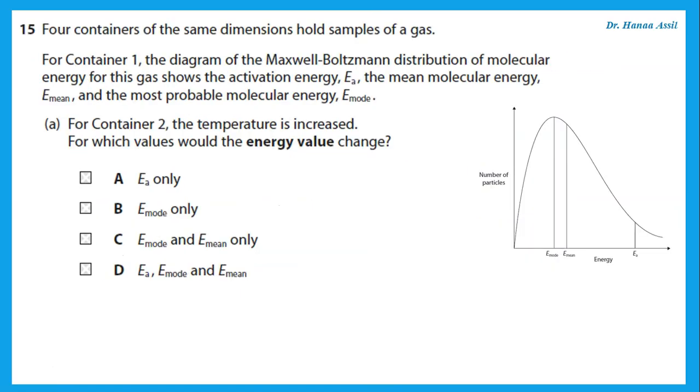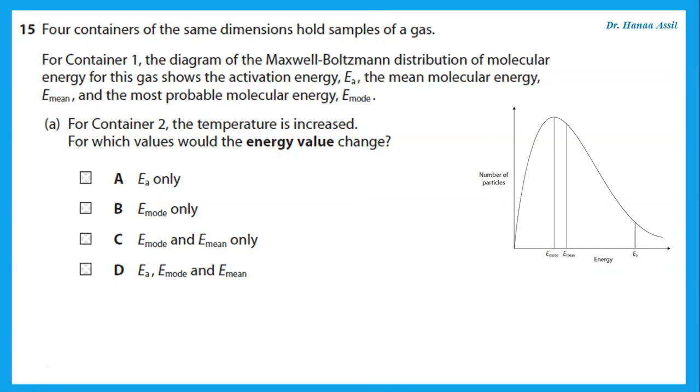Okay, then this question says 4 containers of the same dimensions hold samples of a gas. For container 1, the diagram of the Maxwell-Boltzmann distribution of molecular energy for this gas shows the activation energy, the mean molecular energy, and the most probable molecular energy. So this is the curve, and for container 2, we are told that the temperature is increased. So we have this curve, and then we're going to increase the temperature. For which values would the energy value change?